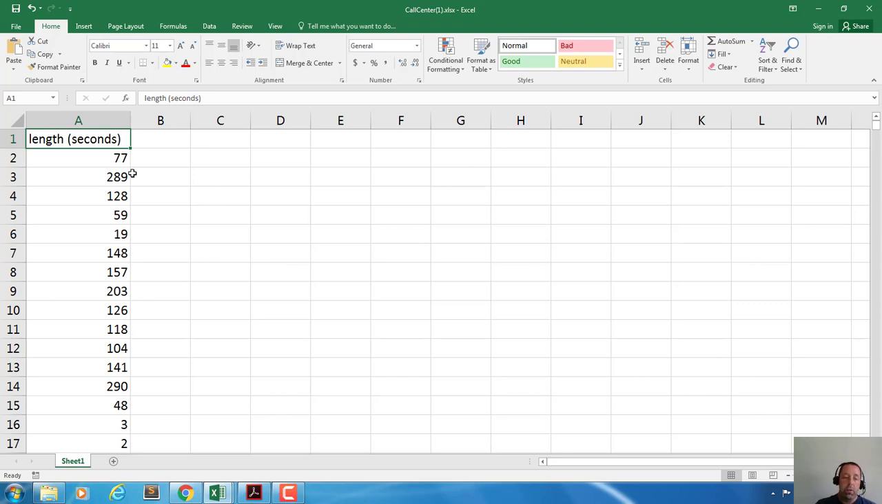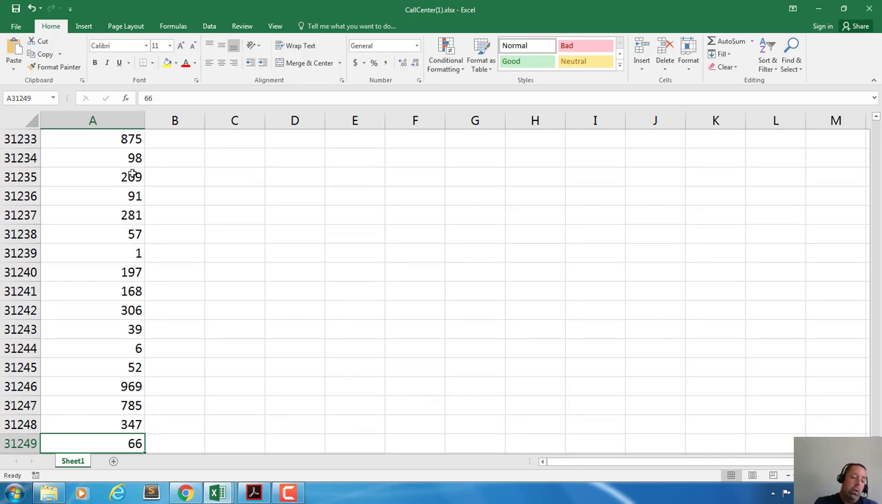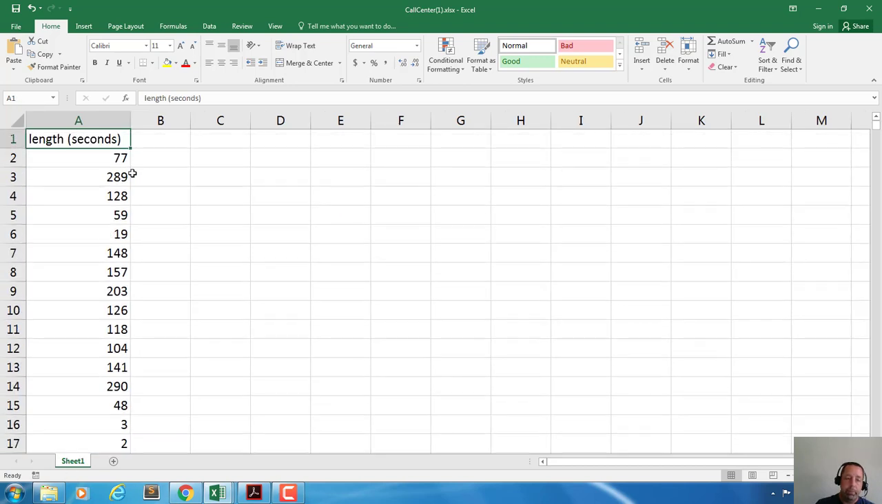And this is a little bit different. It's only 1 column, lots of variables. Lots of rows, lots of actual observations. So if we look, we see that there's 31,248 different calls captured in this data set.